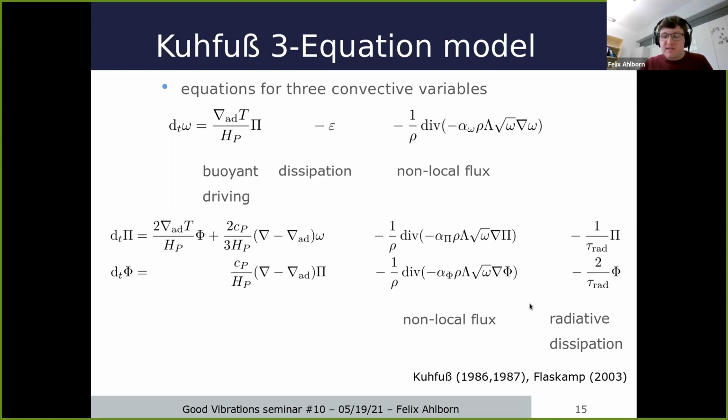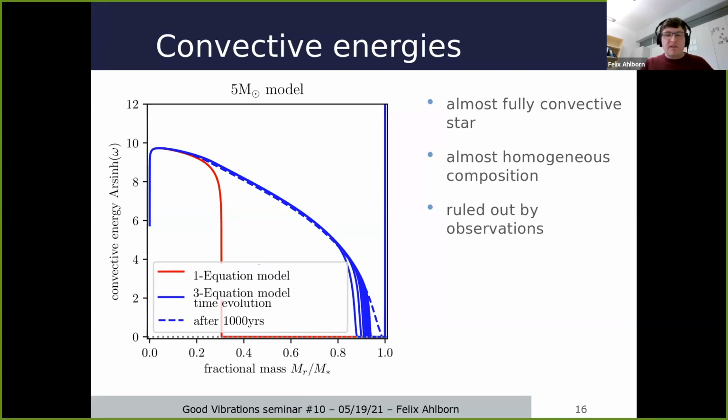So now we can put this model into our stellar evolution code again. And so this figure is now showing the first results we obtained from this more sophisticated convection model. It shows the convective energy transformed in a kind of logarithmic way in a 5 solar mass star as a function of the fractional mass. So the red line is the convective energy in the 1-equation non-local model, which we used as a starting model. And then the subsequent blue lines show the time evolution of the convective energy as it is moving through the star until finally at about 1,000 years, a steady state is reached, shown with the blue dashed line.